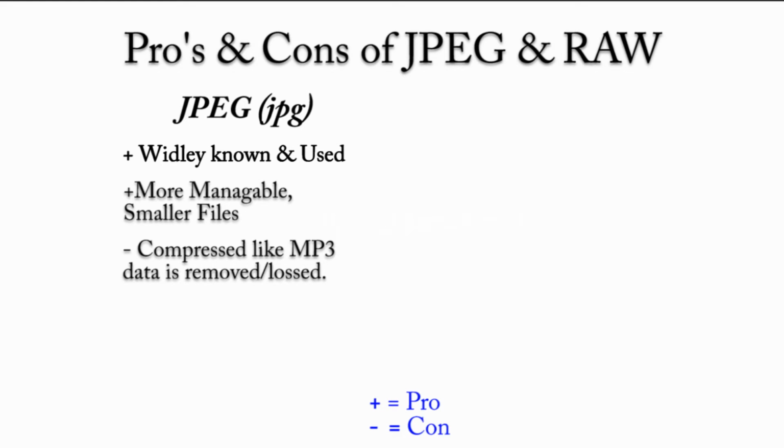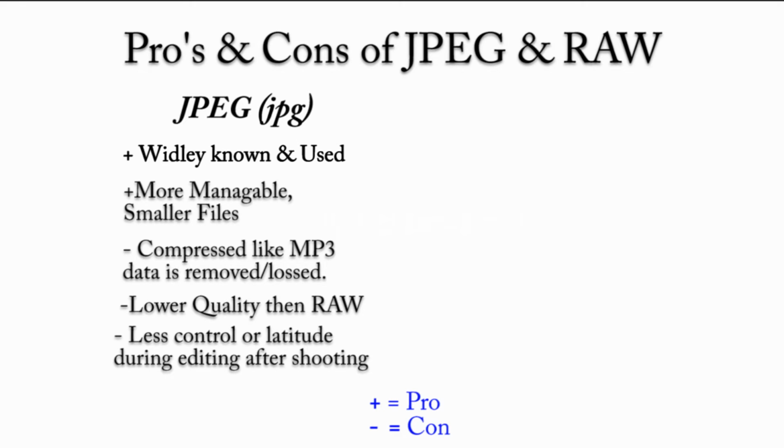It's compressed, so it's a lossy format, if you like, similar to MP3s when compared to master audio CDs. With each editing phase, each change that you make to a JPEG, you lose more data. It's lower quality than RAW, and there's not as much control after shooting in terms of editing, and there's less latitude for changing exposure and so forth, because there's less data there. It compresses the file and throws data away. So that's JPEG covered, and we'll move on to RAW.